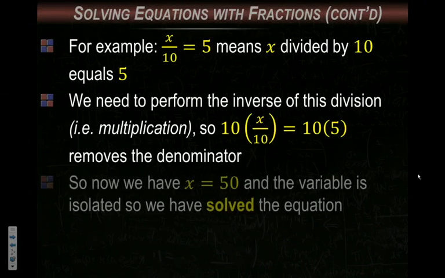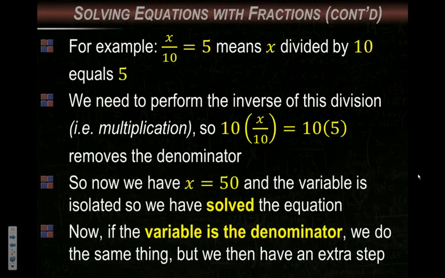Okay, so here's the example. x over 10 equals 5. What we need to do is multiply both sides by the denominator. So I'm multiplying both sides by 10. What that essentially does is it wipes out the fraction, kind of. What it does is wipe it out, but it leaves sitting there whatever's left over.